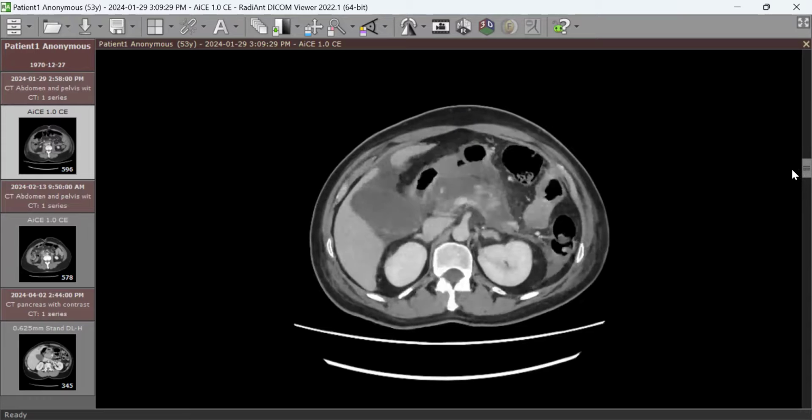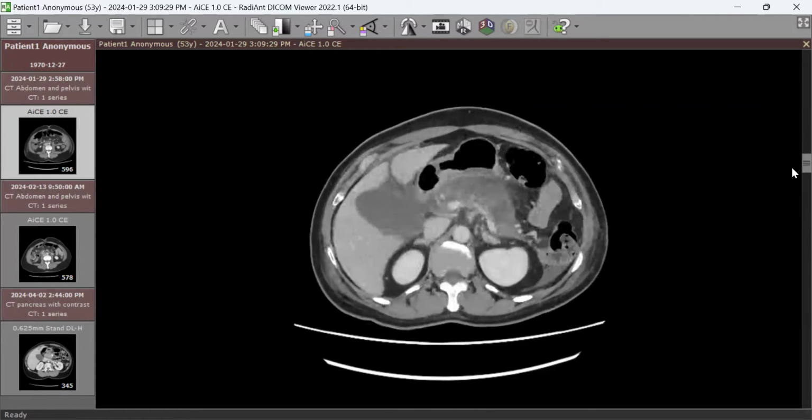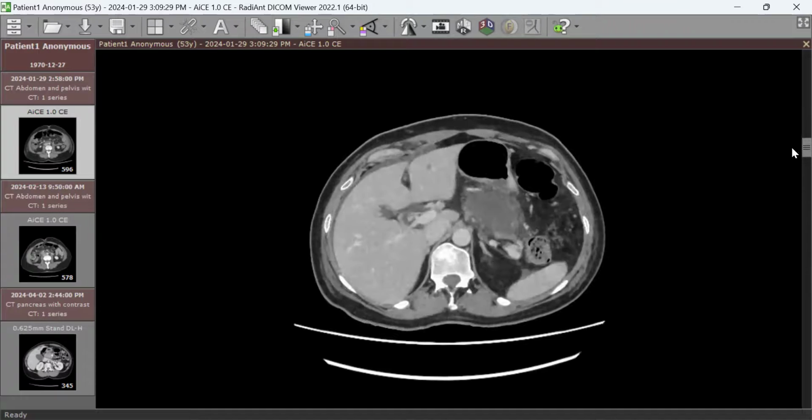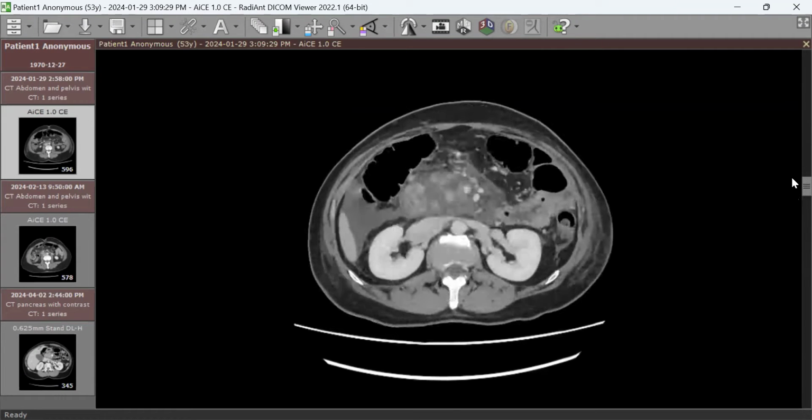If there is active extravasation, definitely that's an emergency. If there is pseudoaneurysm, that's important. Thrombosis is more commonly happening in the veins. So, the artery: pseudoaneurysm, and the veins: thrombosis.